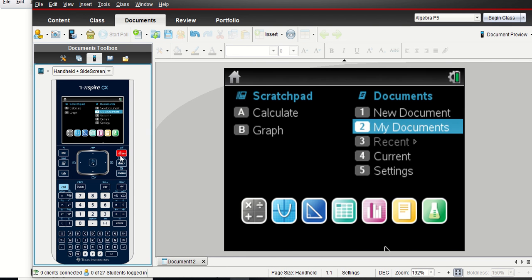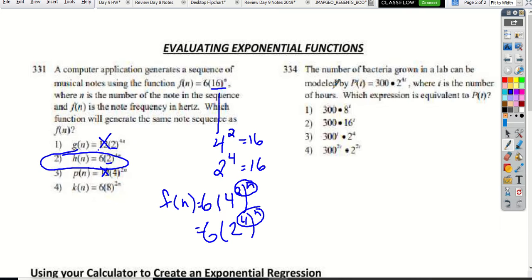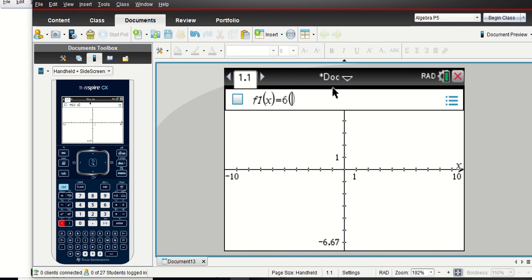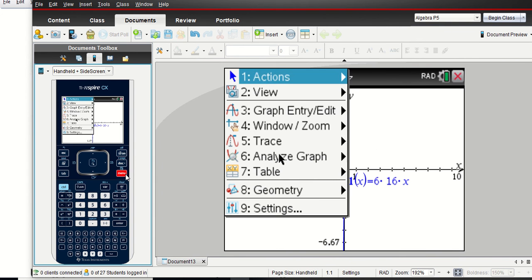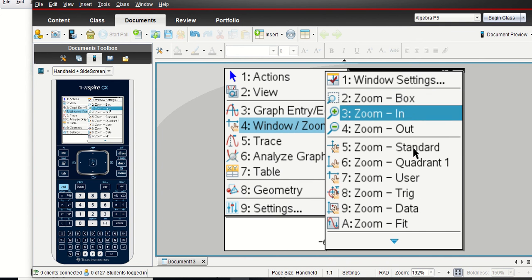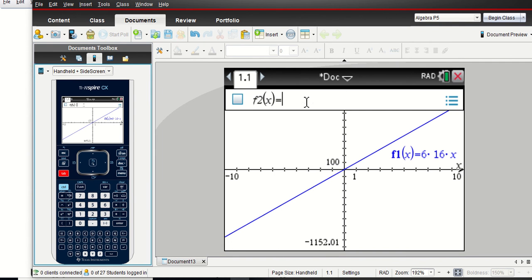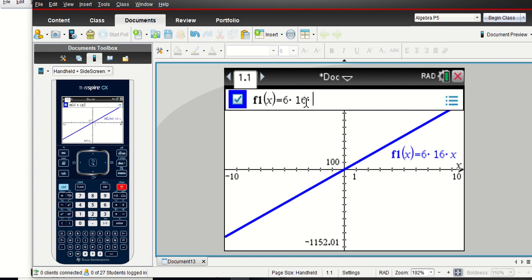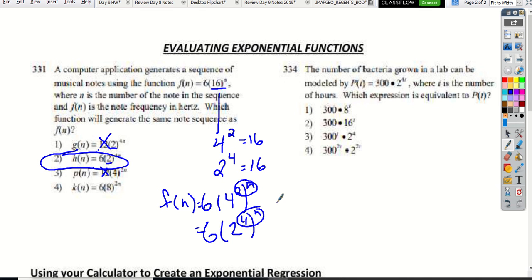Okay, so just a new document real quick. We'll go to a graph. All right, this is 6 times 16 to the, instead of n, we're going to use x. So I get a graph that looks like this. Remember, we can zoom out, we can go to fit. It'll kind of zoom out for me. All right. Oh, you know what? That's why. Tab up. This is supposed to be to the x. Okay. And then we can just try the next one, right?